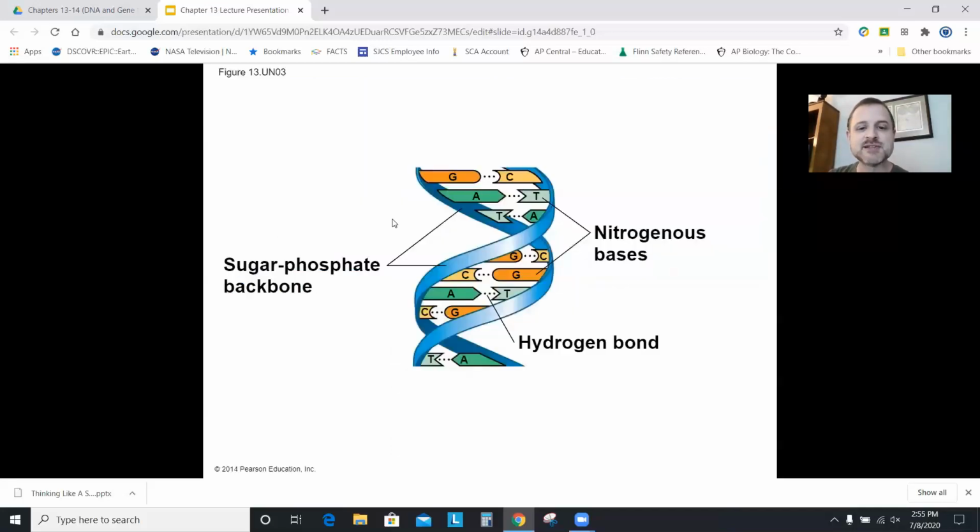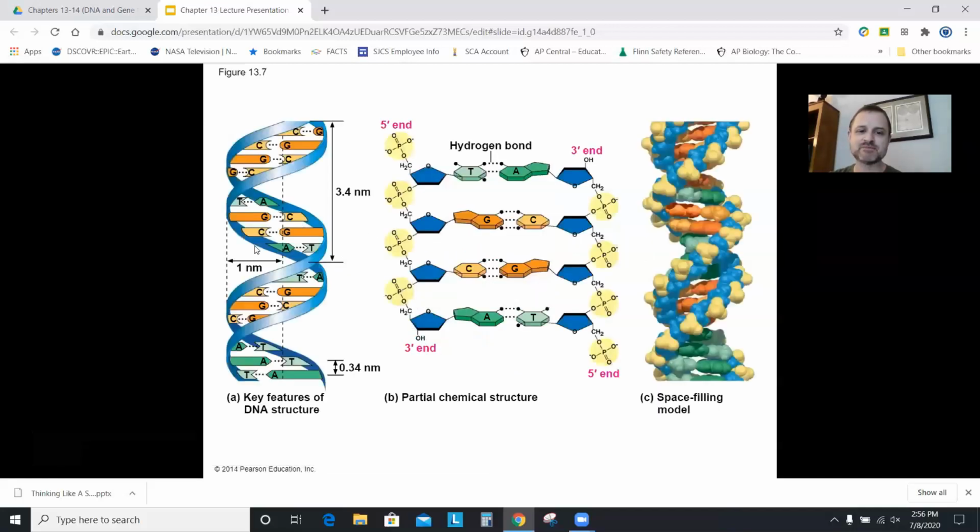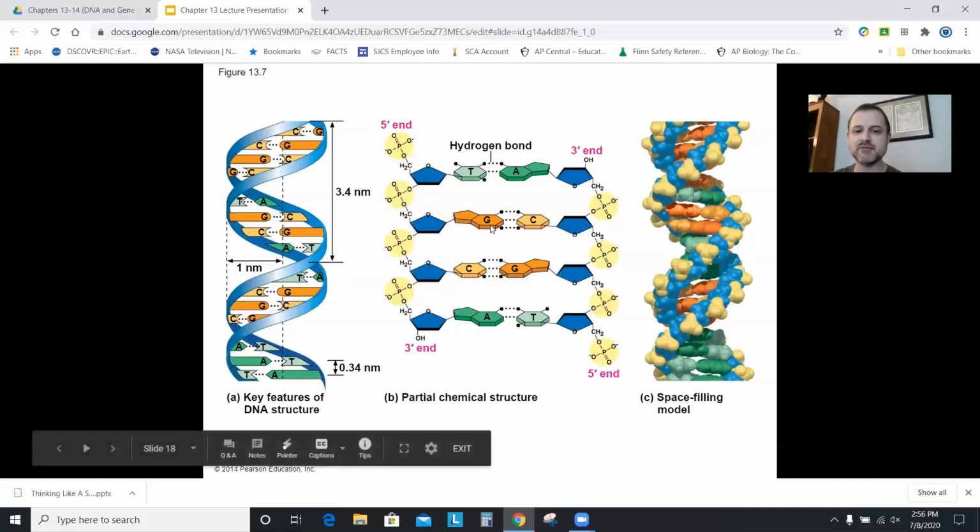Okay, so here's a nice textbook image showing the sugar phosphate backbone with G and C and A and T. We've seen these before. This just shows the same thing. Here it's wound, here it's stretched out. This is called the space filling model.